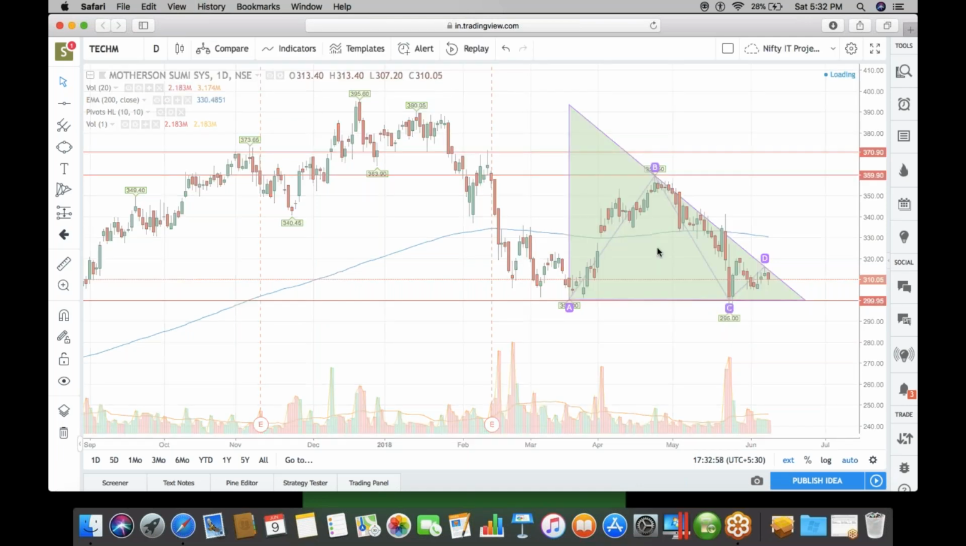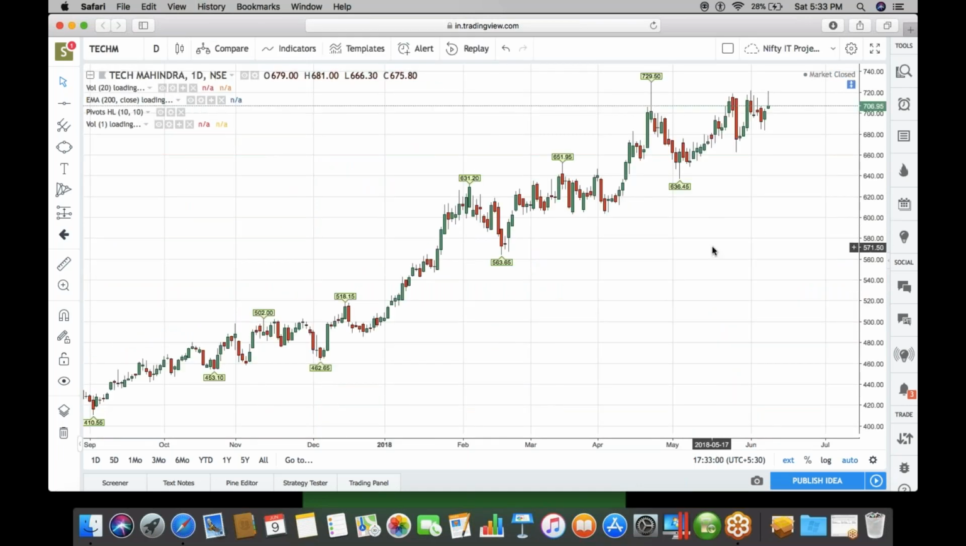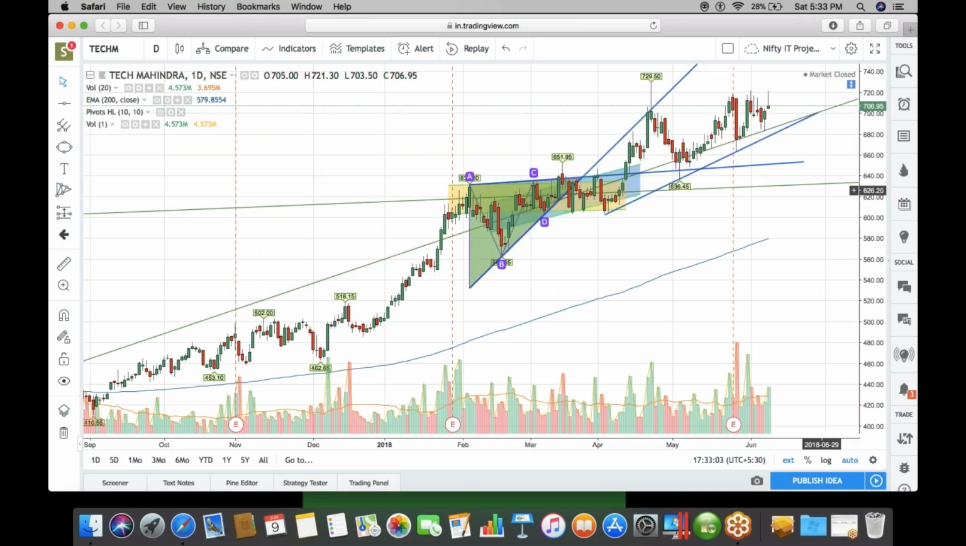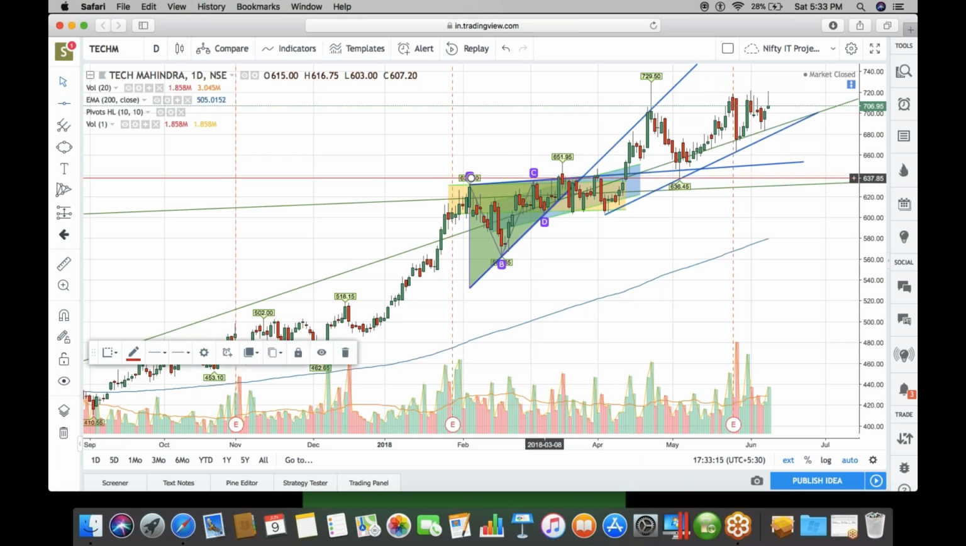I'm randomly going to any of the stocks which has done some kind of formation. See this. Now try to analyze that this is the level which might be the resistance on the upside. Just by merely looking at the price chart, I can analyze that this is a kind of resistance. Now this downside breakout has happened.